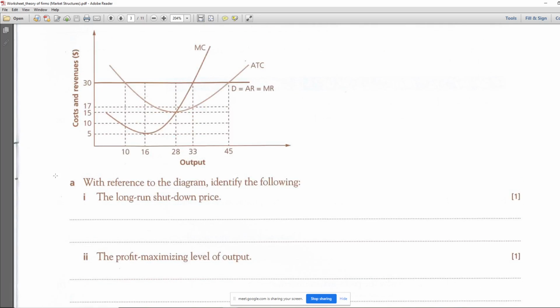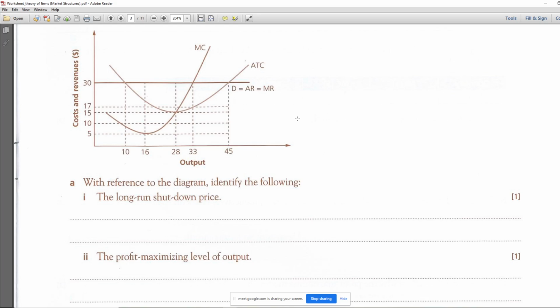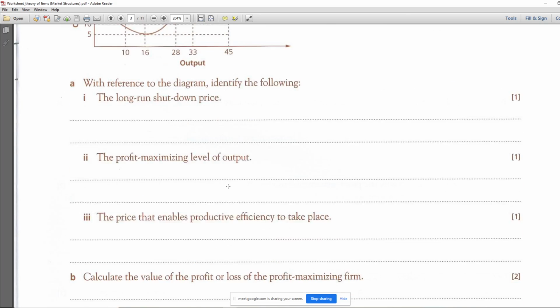For number 2 in this diagram, where is the profit maximizing level of output? Profit maximizing output, where is it when you look at this diagram? 33. Yeah, here. So that's good. Once again, MC equals MR, here, 33. So let's go to number 3.